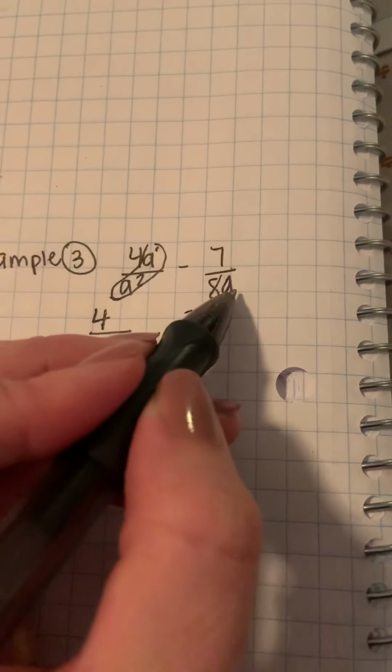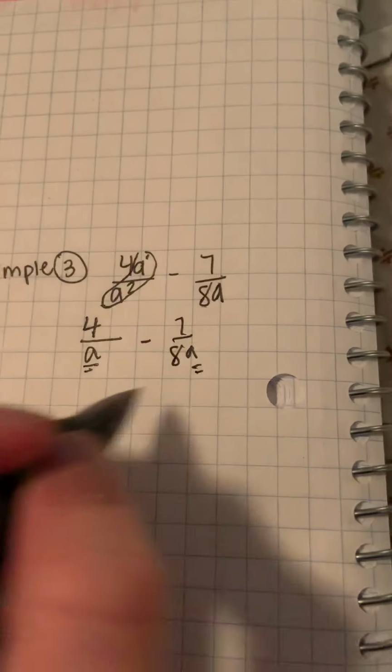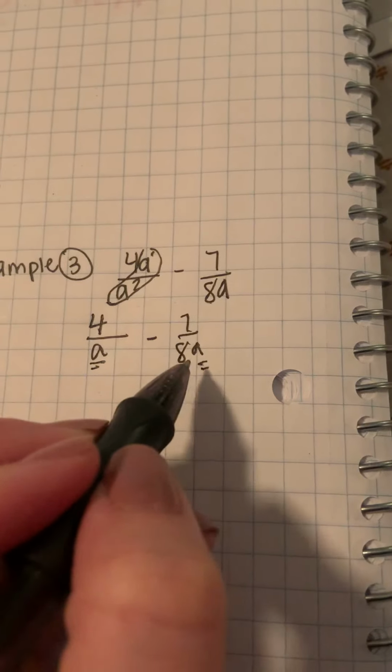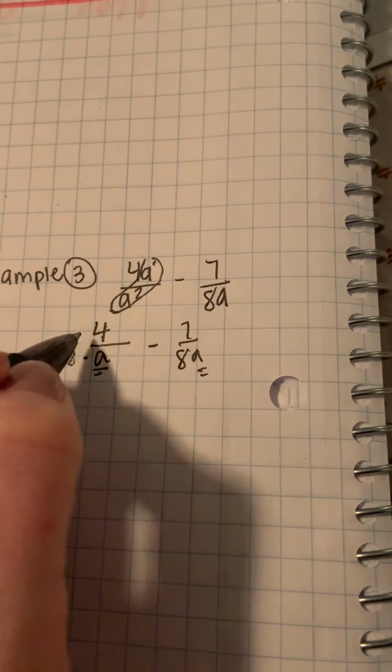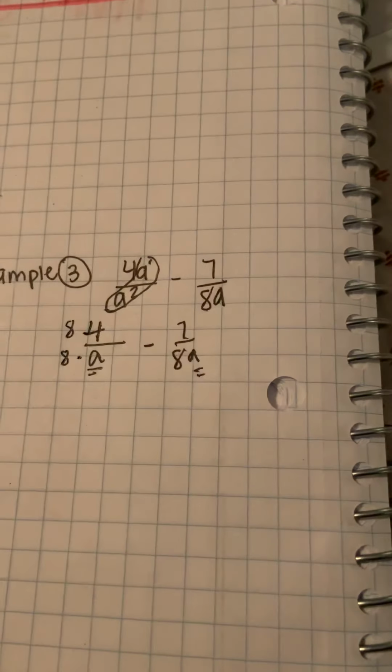If they didn't, I could just multiply by a over here. That would be fine. But now they match. So now I need to say, okay, well, what is this side missing? This one's 8a and this is just a. So this one's missing an 8 in the denominator, which means it also is missing it in the numerator.